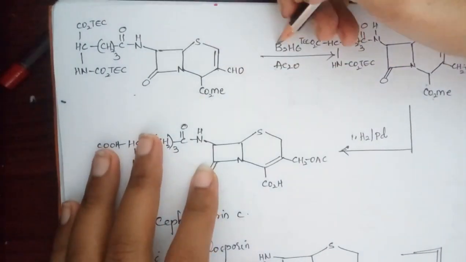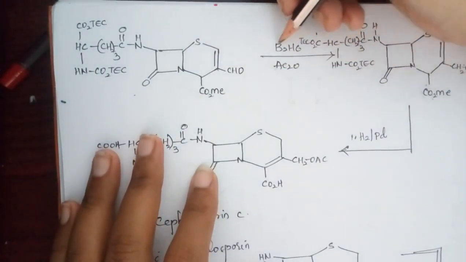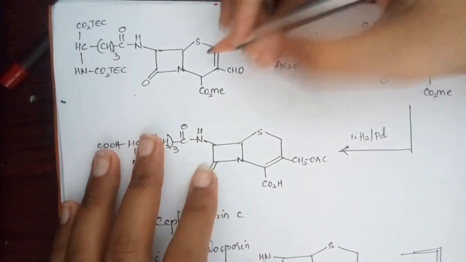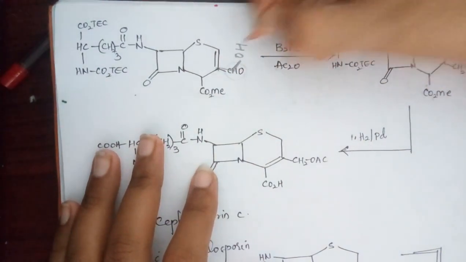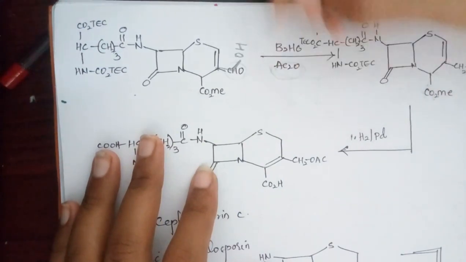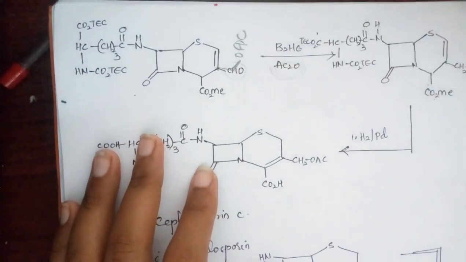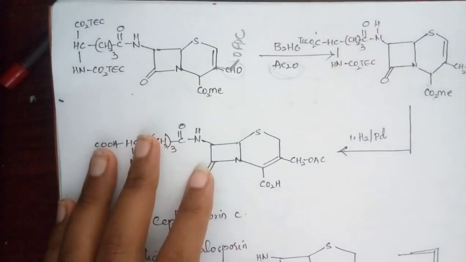This one I'm treating with B2H6. When I treat with B2H6 and Ac2O, this carbonyl is converted to alcohol, and when you treat this alcohol with acetic anhydride, it gets acetylated. It is converted to OAc.